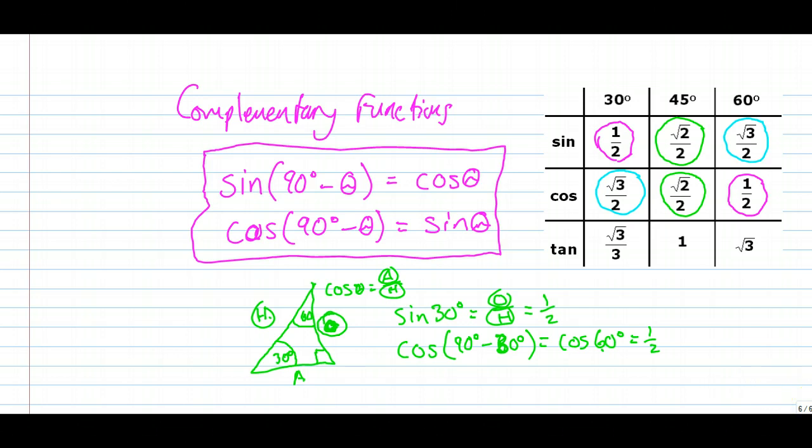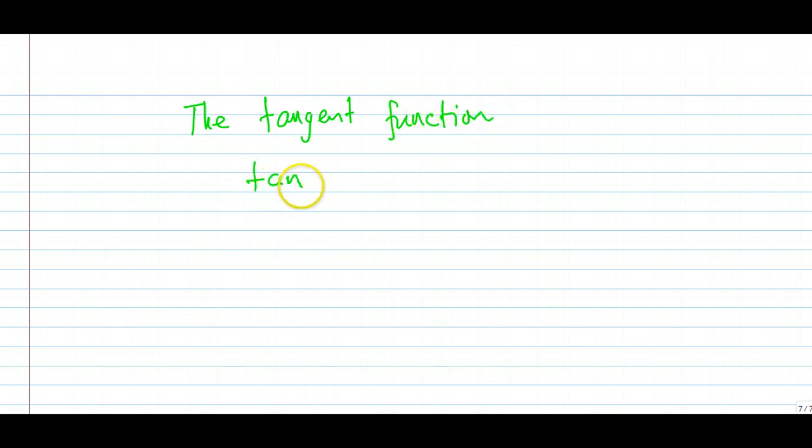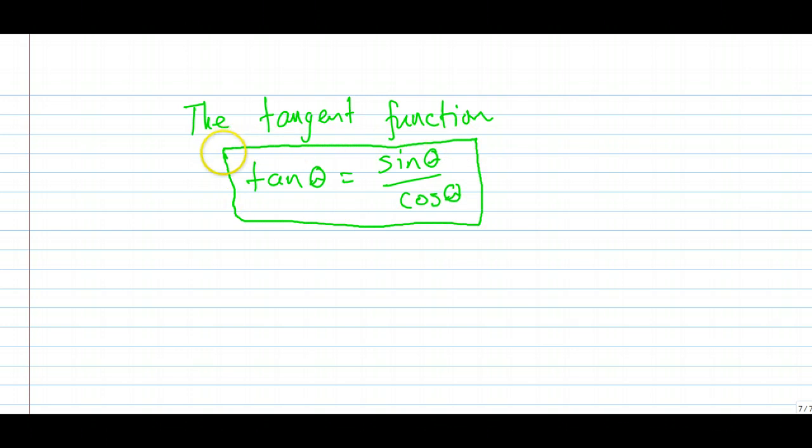Okay, lastly we're going to look at the tangent function and a special relationship that only applies to the tangent function, which is this. Tan theta can also be expressed as sine theta divided by cos theta. Now that's really all you need to know, that that's true. But if you're interested, I'll show you how it's true. If you want, you can skip over this bit, but if you like, you can watch it.